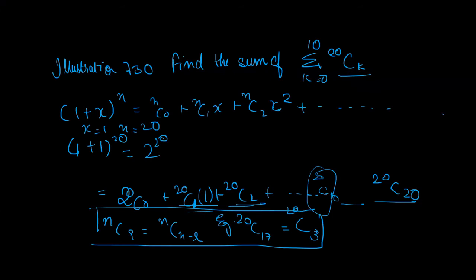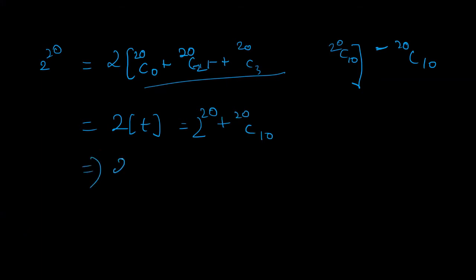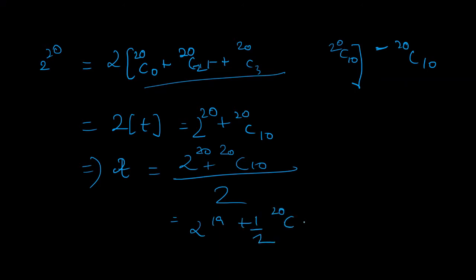If I assume this equation as say t, so what does it become? 2 times of t is equal to 12. It was equal to what? 2 to the power 20, right? So it will become 2 to the power 20 plus 20C10. This is clear? So T will become 2 to the power 20 plus 20C10 upon 2. So it should come 2 to the power 19 plus half of 20C10. This is my answer.